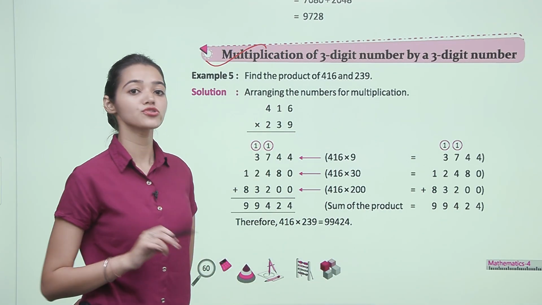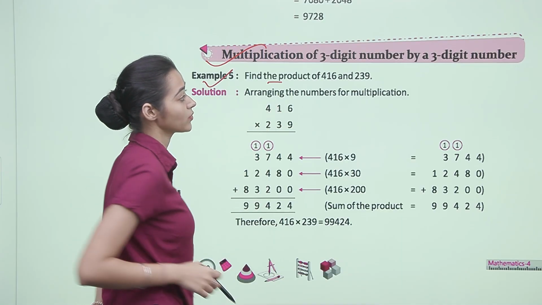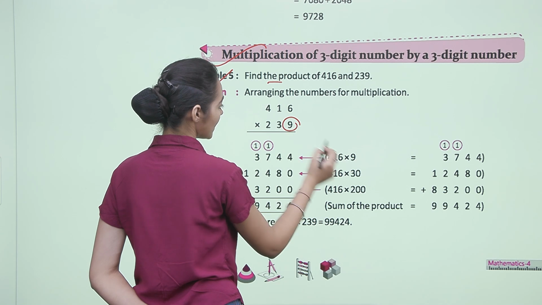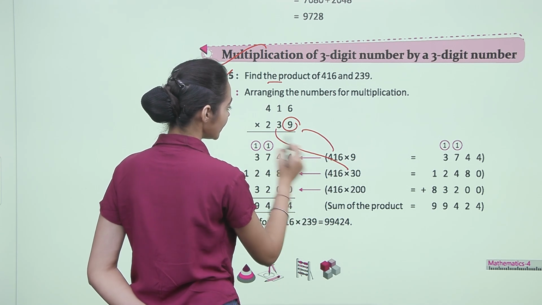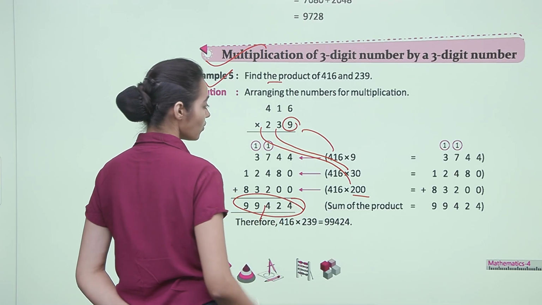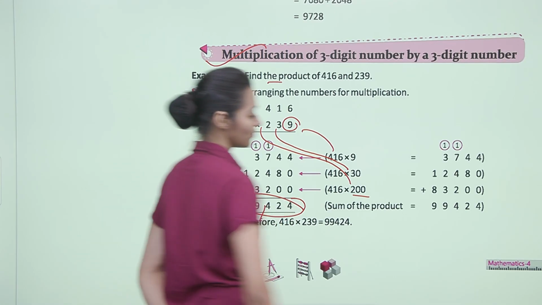Now let's start with multiplication of a 3-digit number by a 3-digit number. For example, we have to find the product of these two numbers. Firstly we arrange the numbers, after that we multiply by 9, then we multiply by 30 and then we multiply by 200. So the answer after adding all the products we get is 99,424.